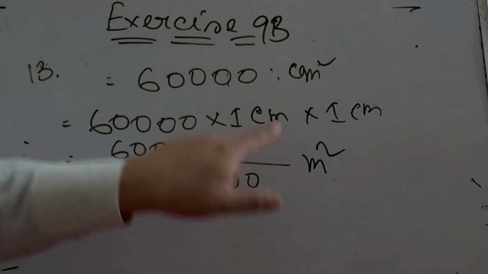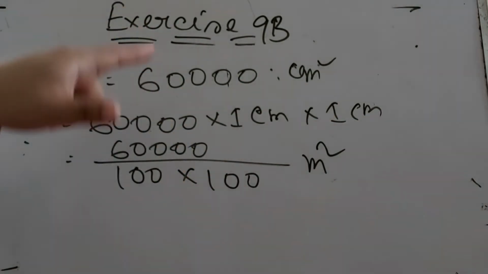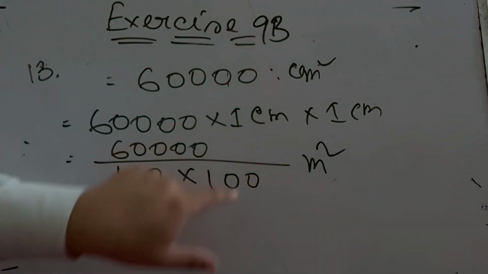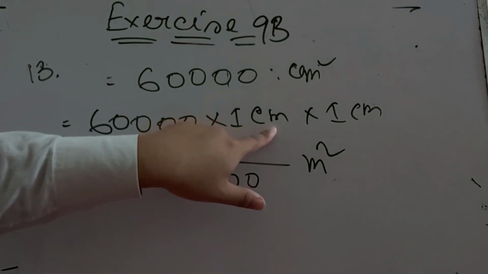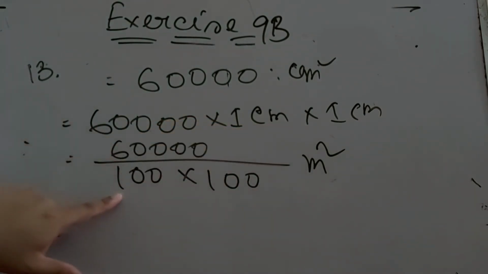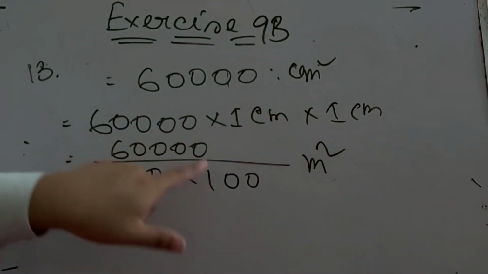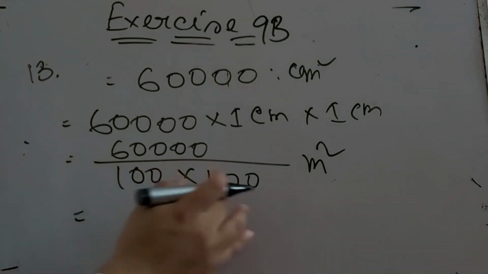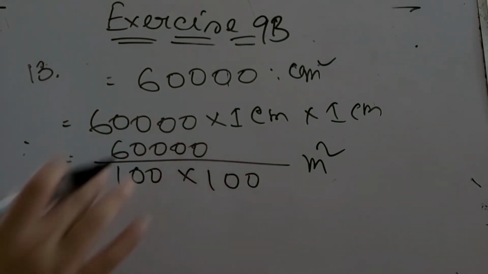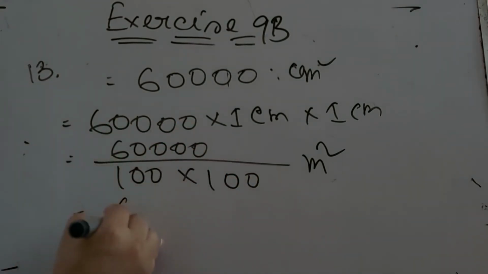Again, 1 meter equal to 100 centimeter. Now, if we want to convert this centimeter into meter, that means we have to divide this number by 100. So for each centimeter, we have to divide this number by 100. Then we will get the final result, that is square meter. So if we divide, there is a 40, and if we cut this 40, then we will get only 6 meter square or 6 square meter. And that is the answer of number 13.